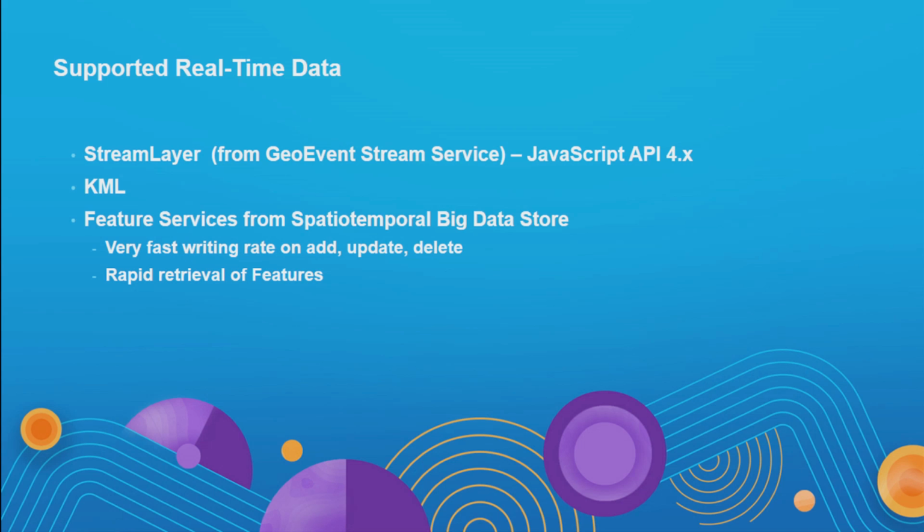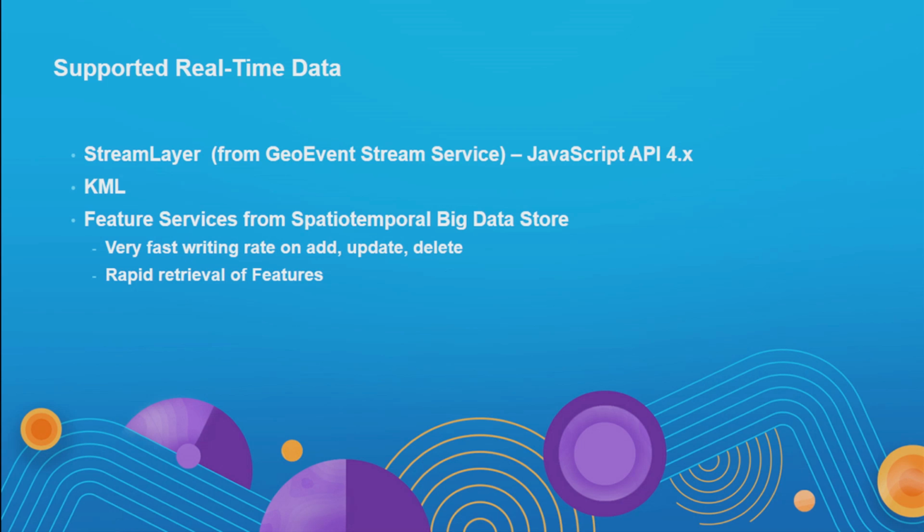Our feature services come from the Spatial Temporal Big Data Store. This is built on Elasticsearch as the basis of that component. It has a really fast writing rate, whether you add, update, or delete. You can write tens of thousands of features per second to that database. It's not a traditional database like Oracle or SQL Server. It is NoSQL, and it heavily uses in-memory cache. So the Spatial Temporal Big Data Store will require really strong hardware in terms of RAM, hard drive, and storage volume capacity.